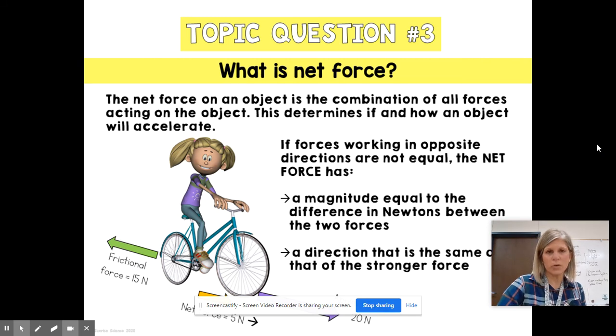Sometimes net force is in one direction, and so the forces get added together. Sometimes net force can be forces in opposite directions, as you can see with the image here of the girl on the bicycle. There are certain forces acting in the same direction, but also acting in the opposite direction.